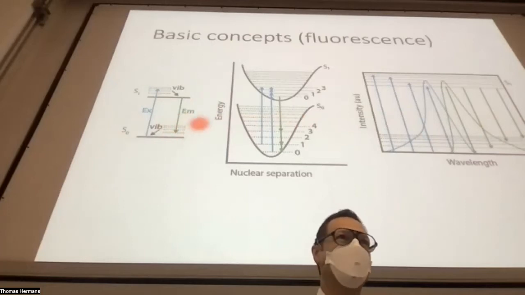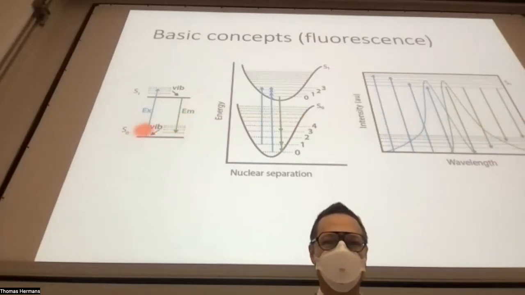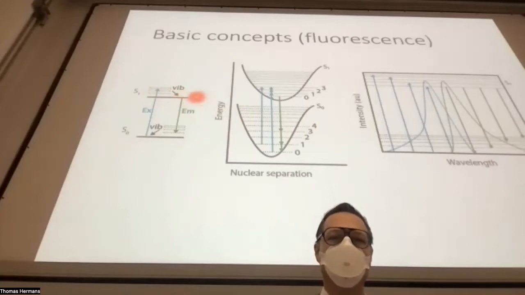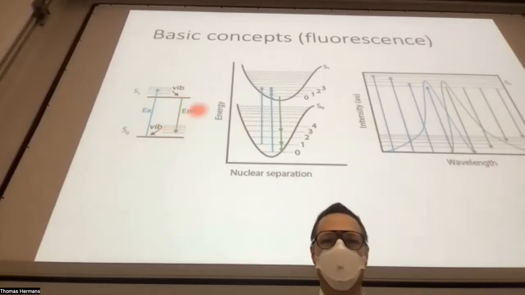This is again the Jablonski diagram, right? So we start in the ground state. We have all these vibrational levels. We excite to the first excited state or higher. We get this vibrational relaxation to the lowest vibrational level of the excited state. And then we get emission from this level only, which is Kasha's rule.